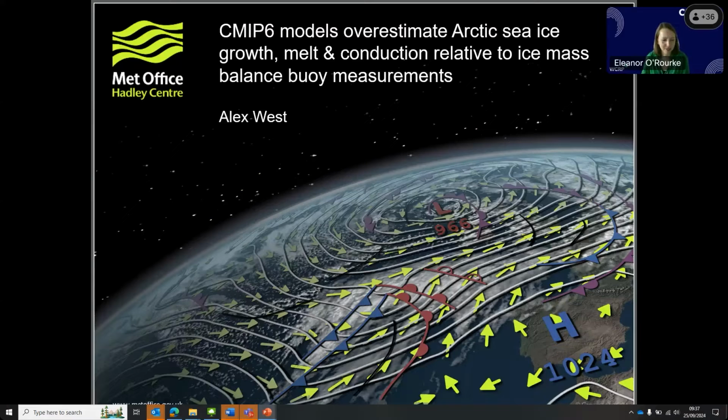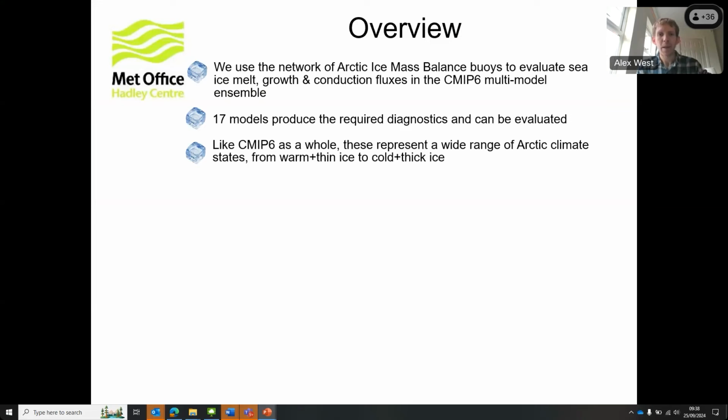Perfect. Great. Thank you. Okay, so yes, I'm going to be comparing sea ice in CMIP 6, specifically energy fluxes of melt, growth and conduction, to some in situ measurements. I'm going to use these devices called ice mass balance buoys to evaluate fluxes. As you all know, there are a very large number of CMIP 6 models, over 100, I think, and only about 17 produce the diagnostics required for this evaluation. And like CMIP 6 as a whole, they represent a very wide range of Arctic climate states, from sea ice that's very thick to sea ice that's very thin.